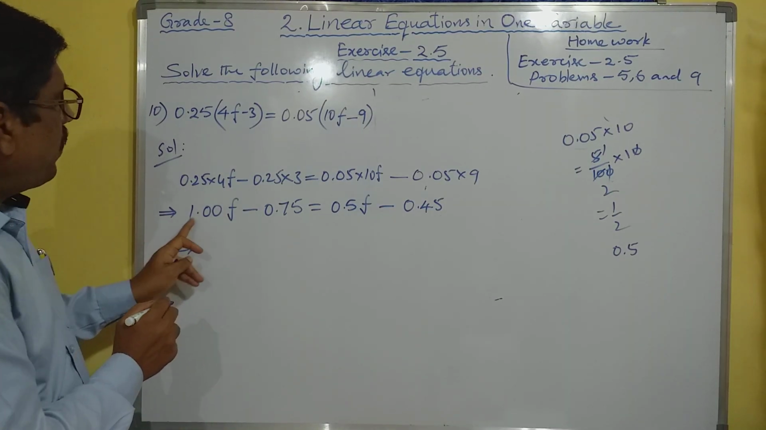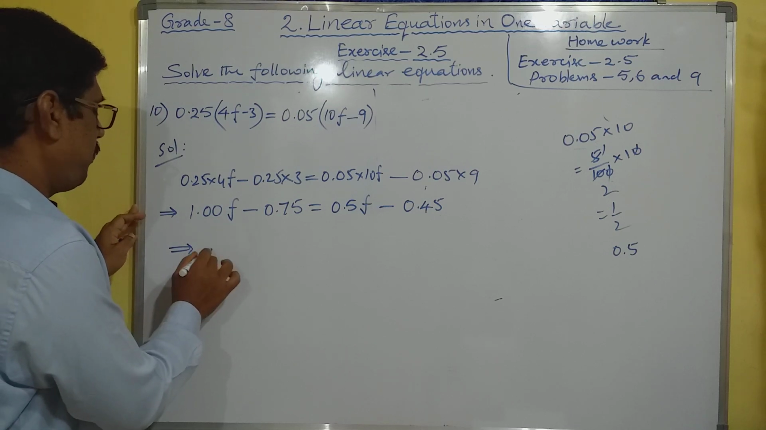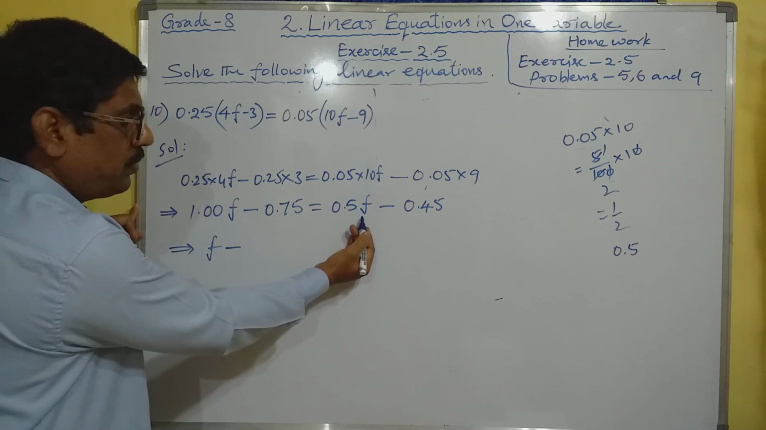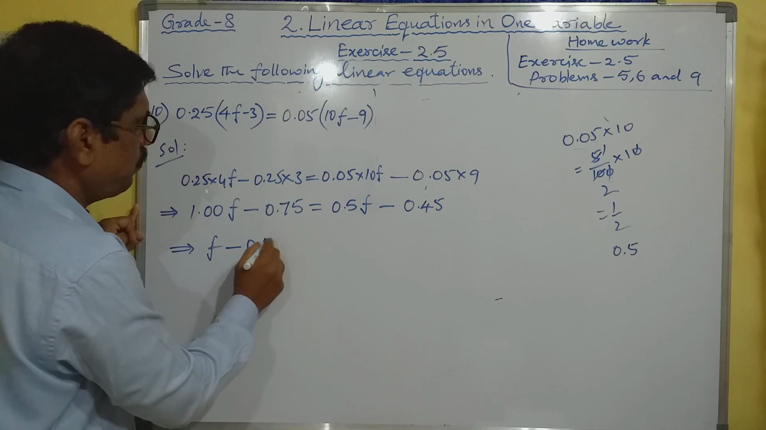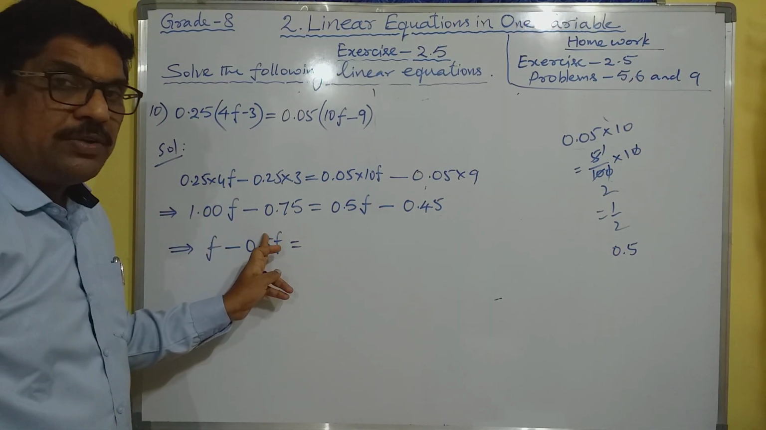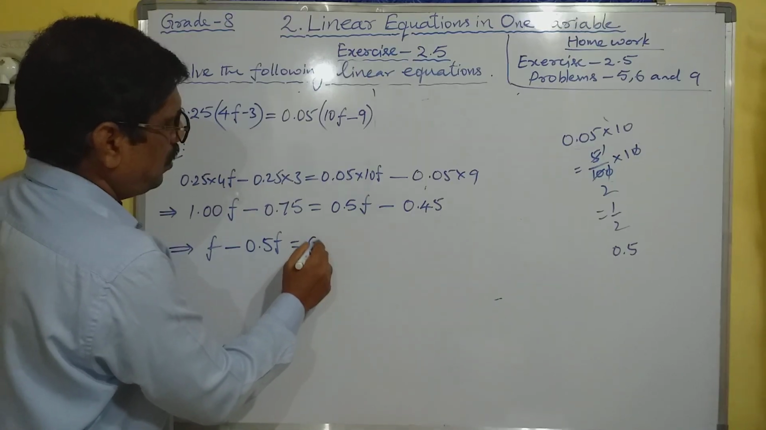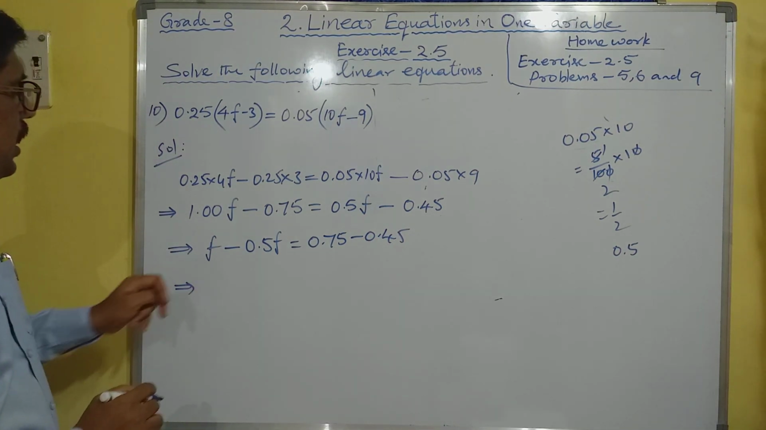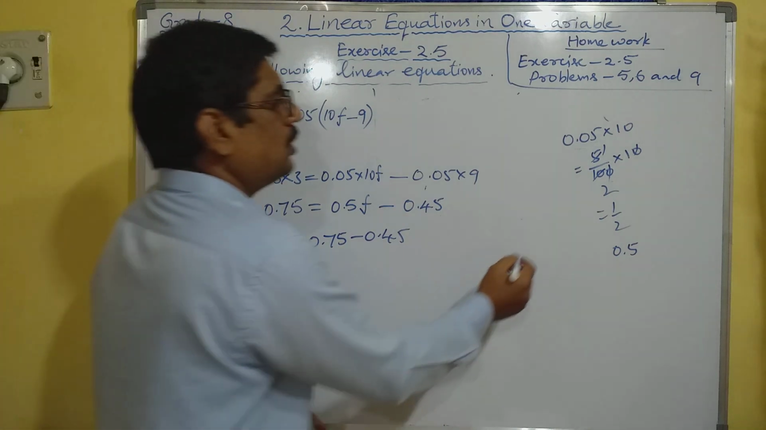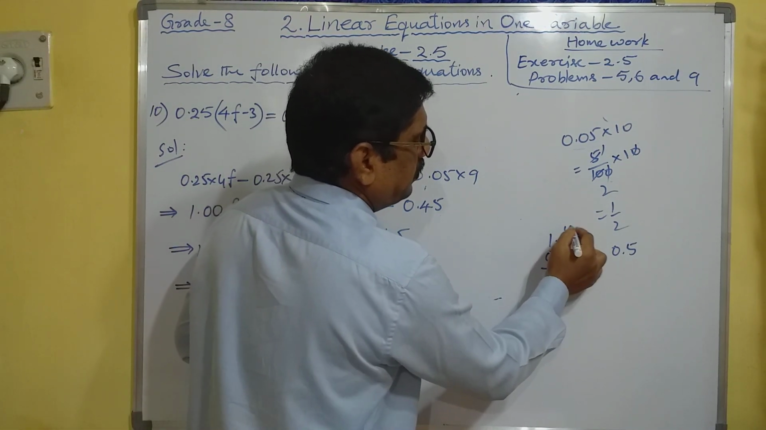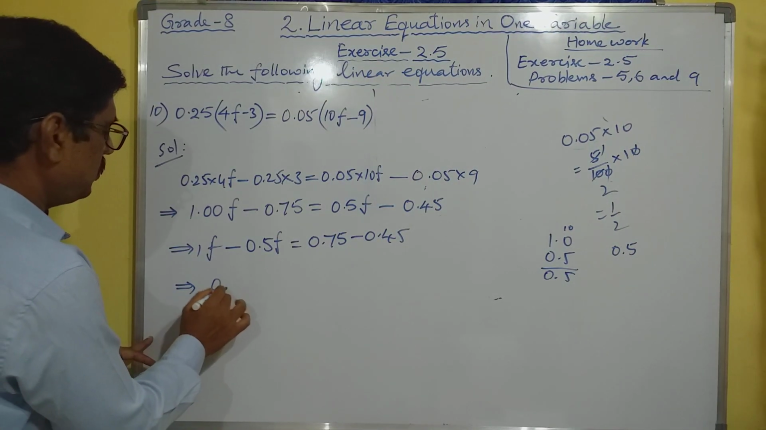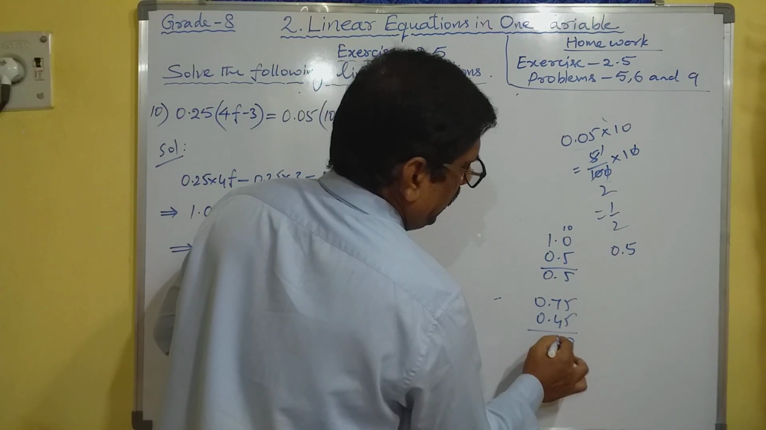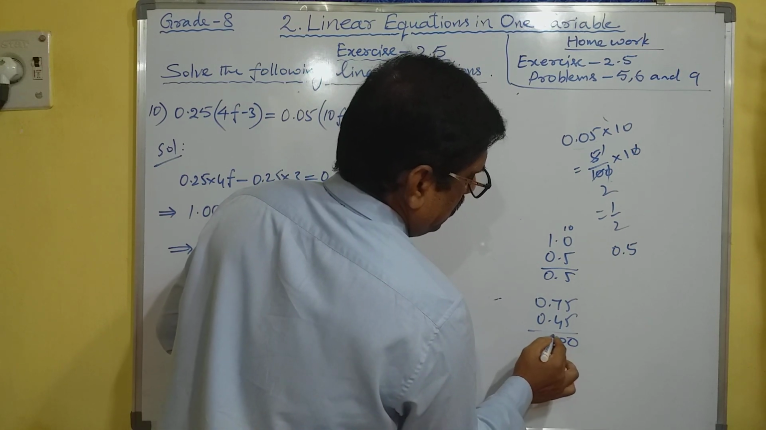Then we get 1.00f, which is simply 1f. 1f means simply f, minus 0.5f. If you transpose it to LHS, we get minus 0.5f is equal to minus 0.75, which can be sent to the RHS, that is 0.75 minus 0.45. Now here 1f minus 0.5f. See, 1 minus 0.5, we can subtract like this, 0.5. So this is 0.5f is equal to 0.75 minus 0.45. We get 0.30.